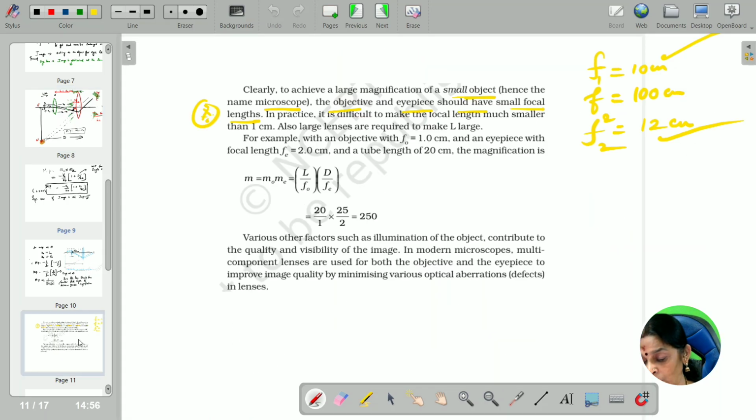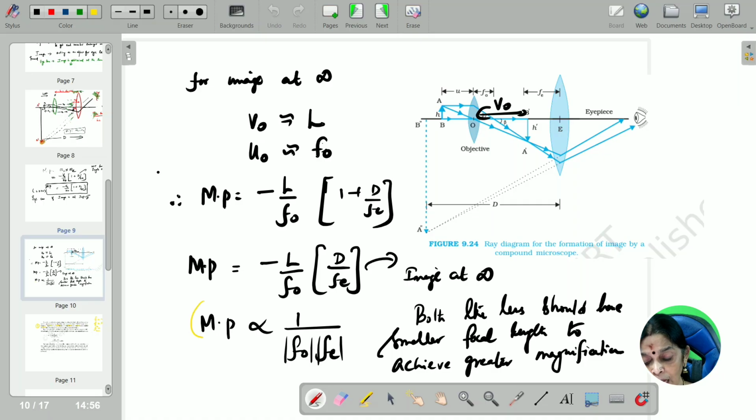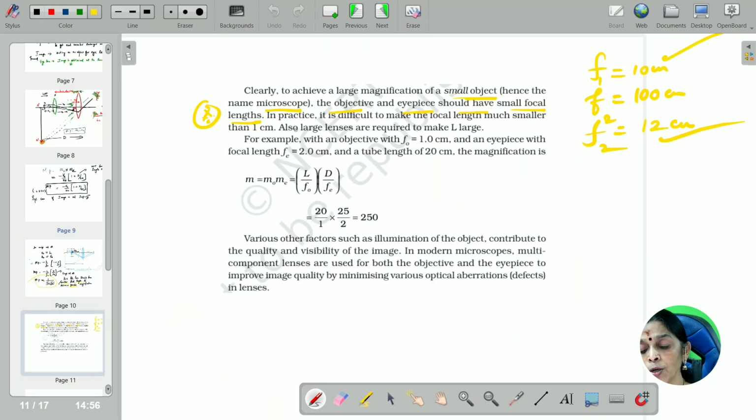No, because we have already learned that magnification power is inversely proportional to the focal length of the objective lens as well as the eye lens. Therefore, both focal lengths should be of a smaller order in order to have higher magnification. Hence it has been given here, in order to achieve a greater magnification, both should have smaller focal length. In practice, as you look at this line, it is very difficult to make the focal length much smaller than 1 centimeter.